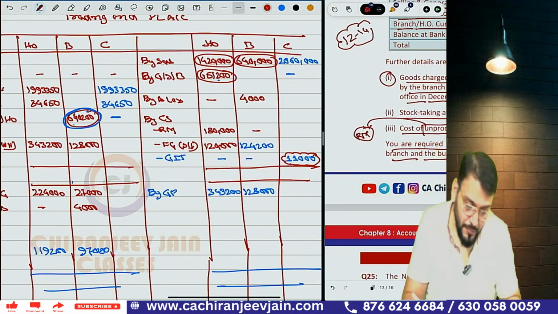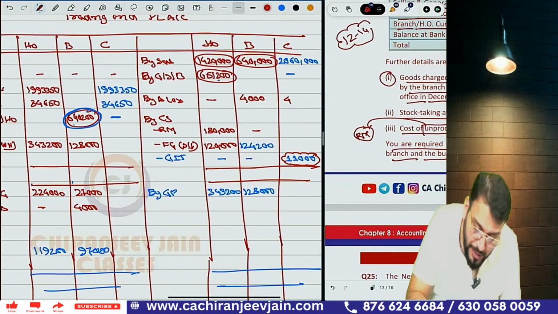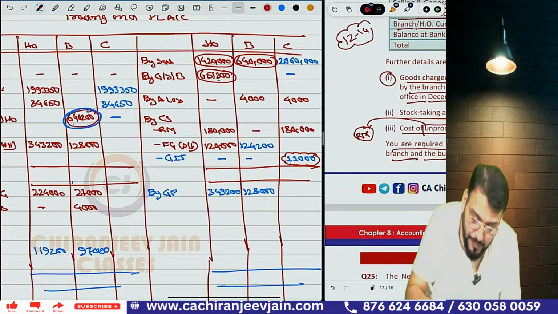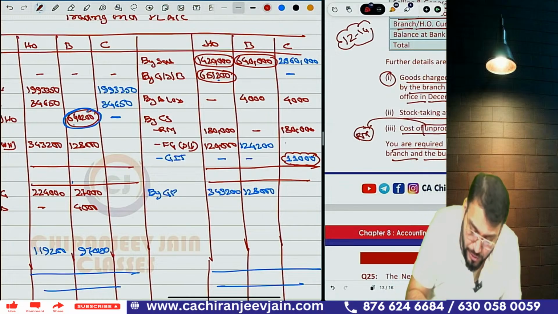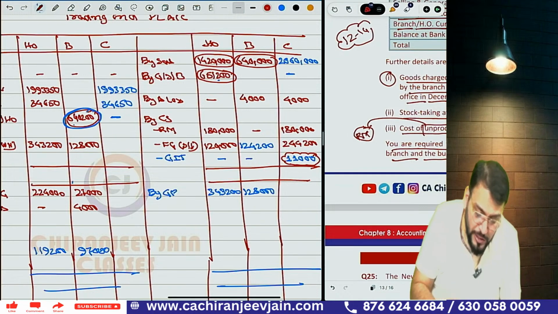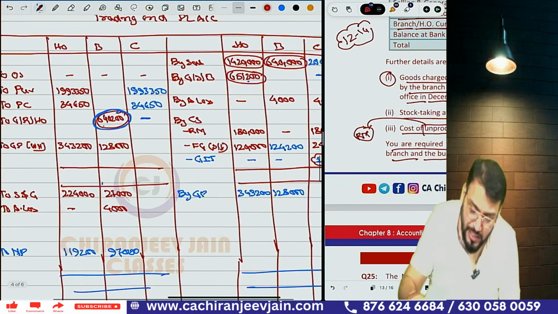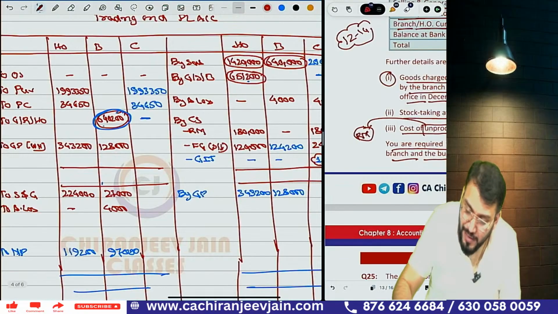Correct. Abnormal loss will come 4,000. Then raw material will come 1,80,000 and finished goods will be 1,20,000 plus 1,24,200, that is 2,44,200. And the profit, you can see the total will remain the same. Check the profit. Profit will be 3,43,200 plus 1,28,000. Check this total.